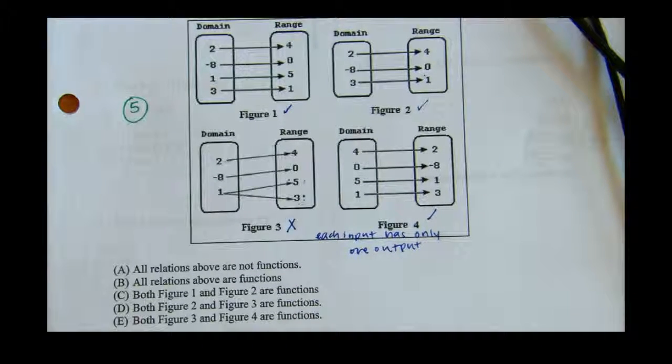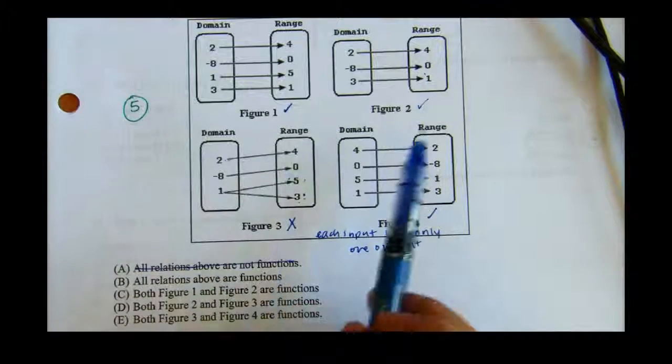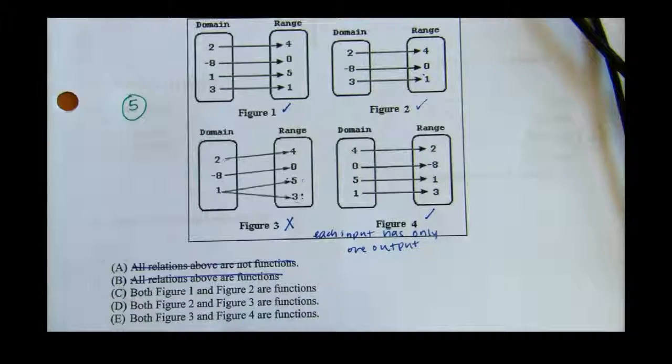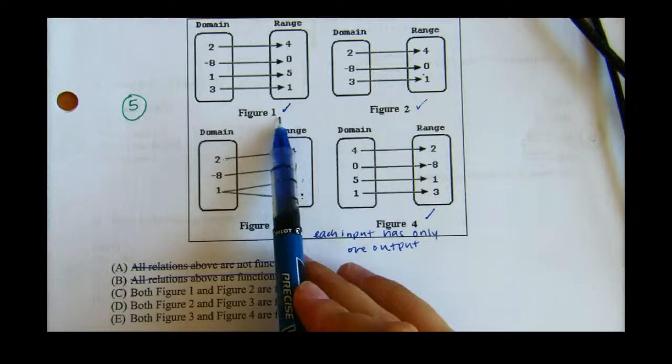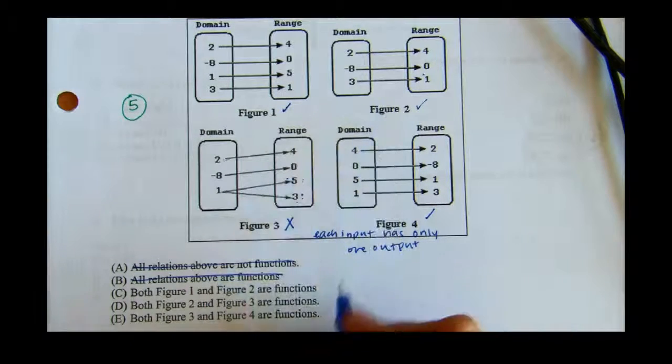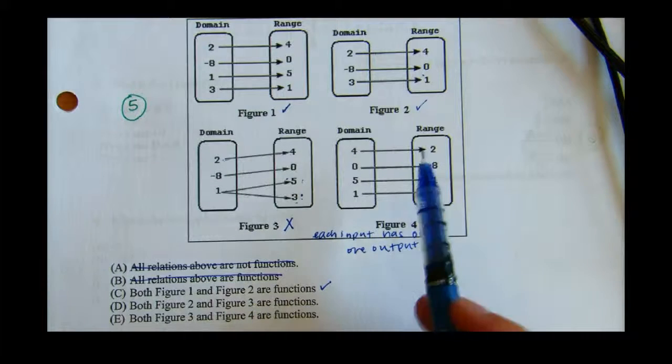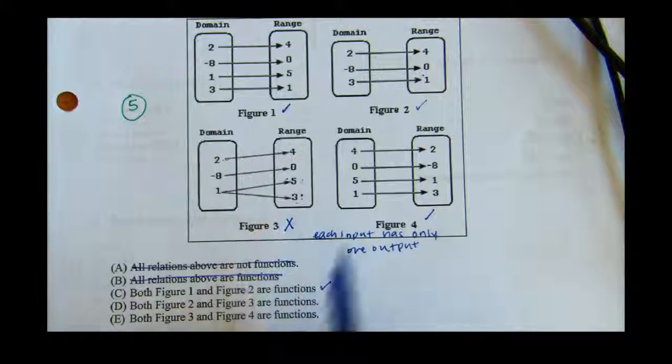Let's look down at our answer choices. All relations above are not functions. Well, that's not true because figures 1, 2, and 4 are functions. All relations above are functions. Well, that's also not true because figure 3 is not a function. Both figure 1 and 2 are functions. Figure 1 is a function. Figure 2 is a function. That's looking pretty good. Both figure 2 and figure 3 are functions. Figure 2 is a function. Figure 3, not a function, so I can eliminate that one.